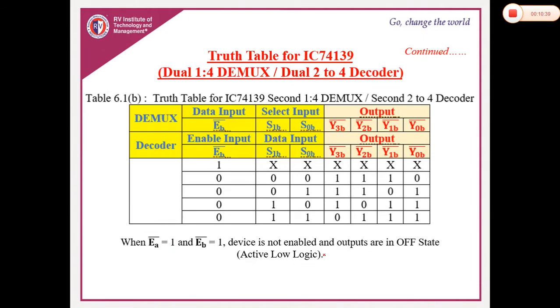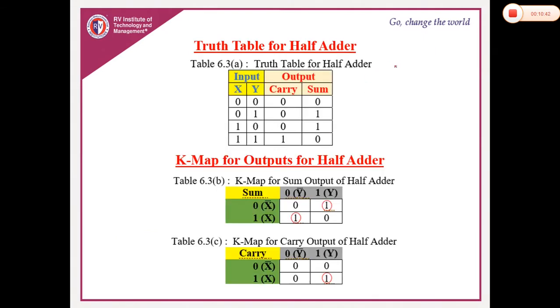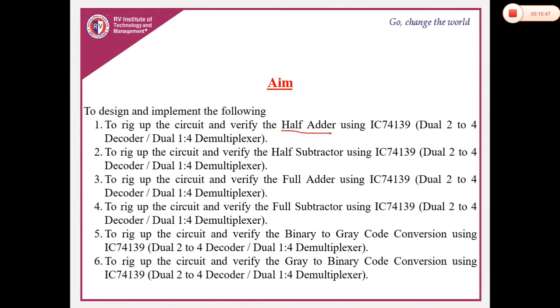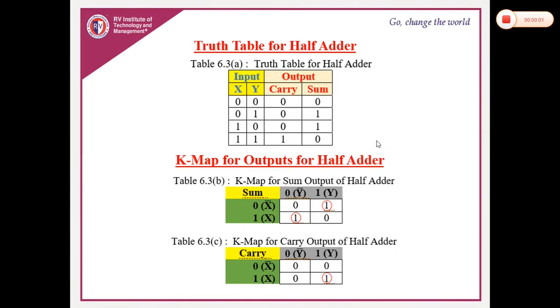Already I showed you in the aim of this experiment how this can be used as a half adder, half subtractor, full adder, and full subtractor. We'll see that now. First, we will see how this can be used as a half adder. Before that, we'll see what a half adder is. A half adder has two inputs and two outputs. An adder is going to add two different entities, so here it is going to add two different binary numbers, x and y.